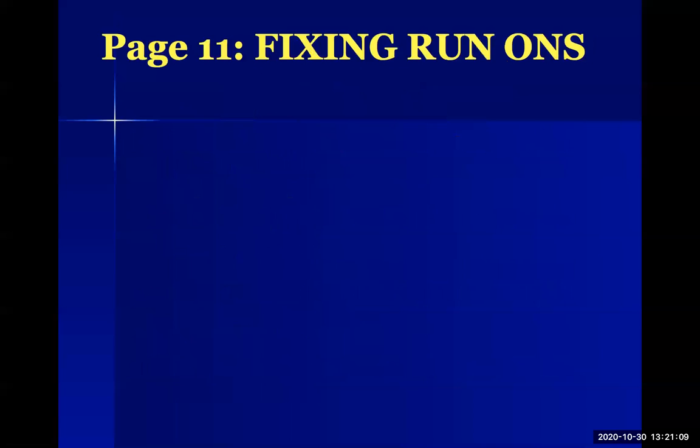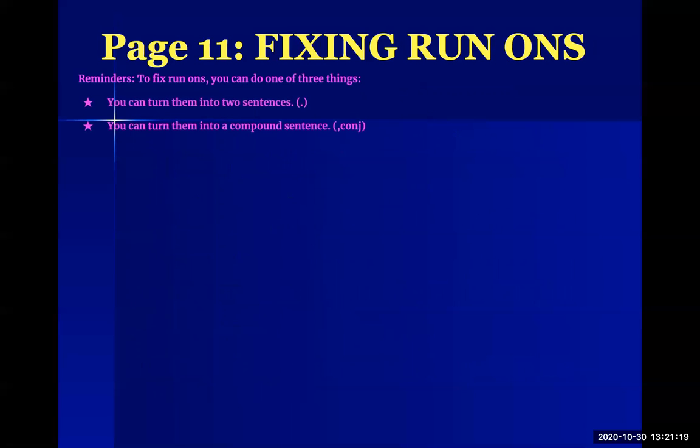Okay, please turn to page 11. On this page, you're going to fix run-ons. And you're going to do that one of those three ways. You can make them two sentences. You can turn them into a compound sentence, adding a comma and a conjunction, always in that order. Comma, conjunction, always in that order. Or you can use a semicolon, which is that comma with a little dot above it, okay? Any three of these are fine to fix your sentences.